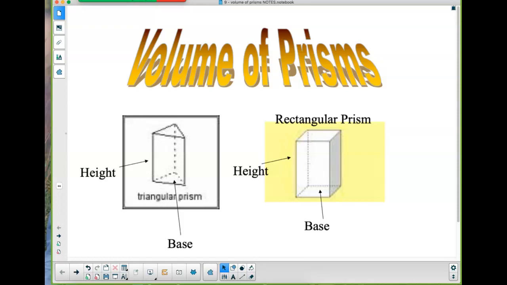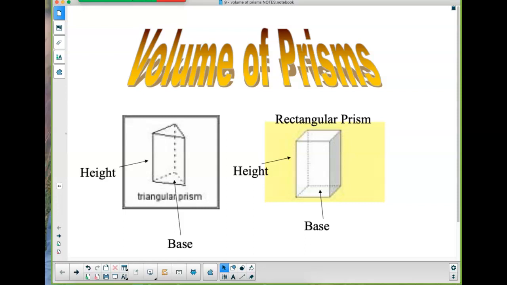Okay, we're only going to look at prisms today, and we're only going to really deal with these two types of prisms. What are these prisms? What do I call this one? Triangular prism, right? What's the base of this prism? What shape is the base? Triangle. Right? Even if it's sitting like this, the base is a triangle. Agreed?